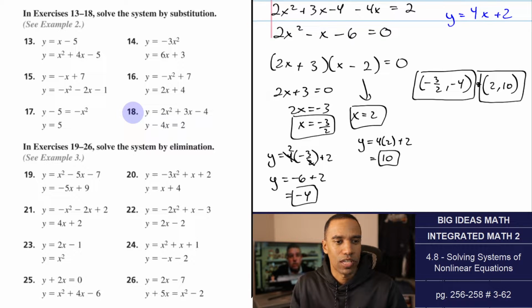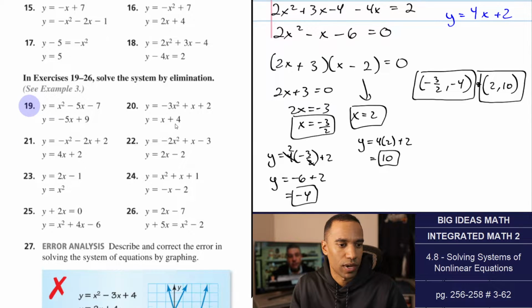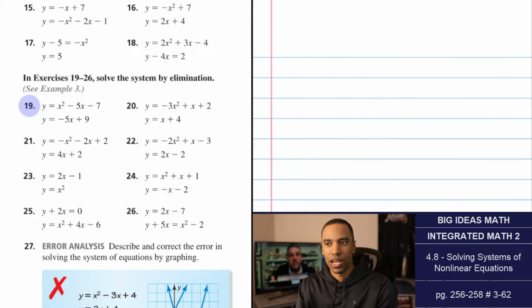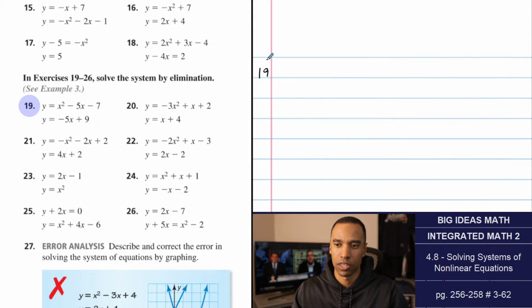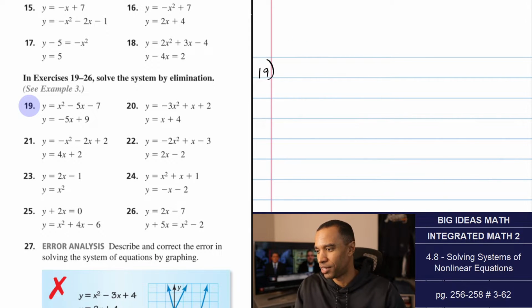Okay, that is solving using substitution. Let's move forward, and let's solve by elimination, 19 to 26. All right, there are 8 of such problems, which I don't mind. The more of these kind, then the less of other kinds, right? What are we going to? Number what? 62? Oh, it's going to be a long night.